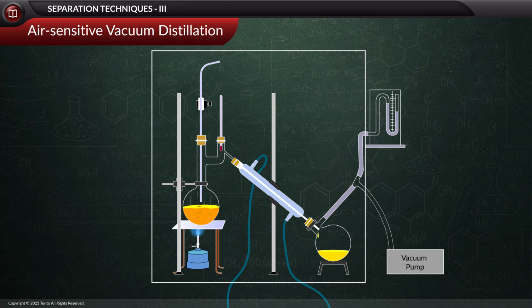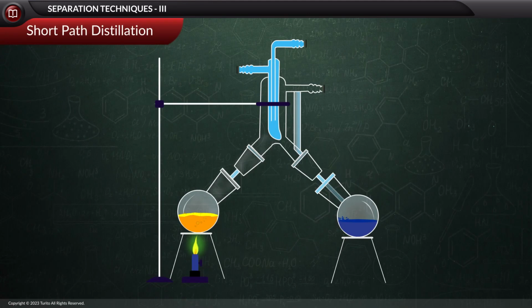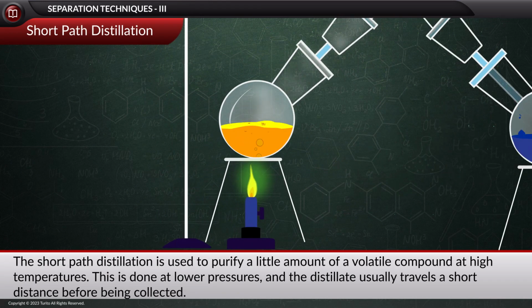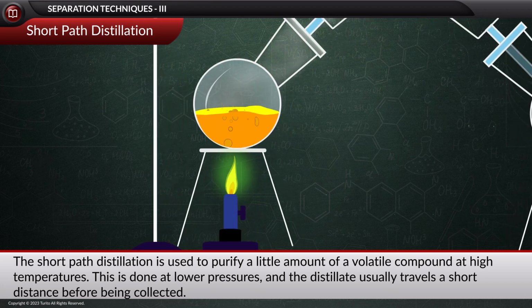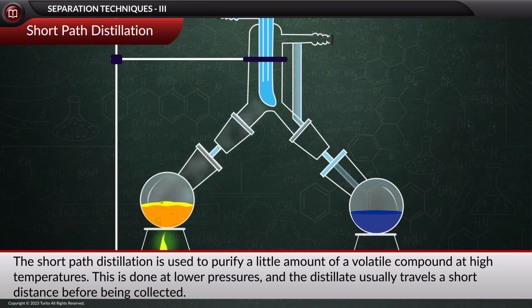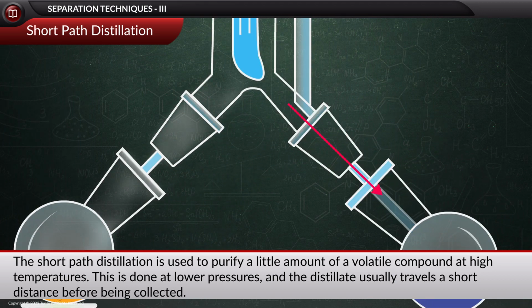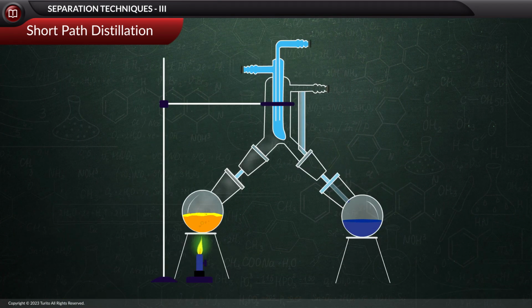Now we are on to the last distillation technique, which is short-path distillation. It is used to purify a small amount of a volatile compound at high temperatures. This is done at lower pressures, and the distillate usually travels a short distance before being collected. Hence, the name, short path.